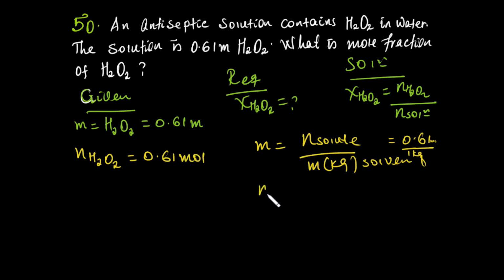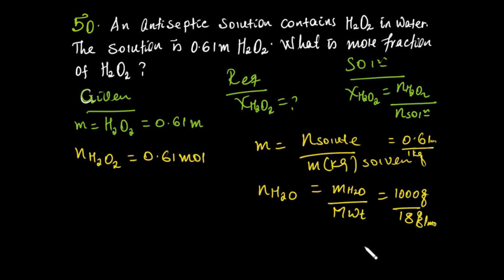This equals 0.61 mol. Then n of H2O is equal to the mass of H2O, that is the given mass of H2O, divided by the molecular weight of H2O. This is equal to 1 kilogram, which is 1000 grams, divided by 18 grams per mole. Gram by gram cancels. When you calculate, you get 55.55, so approximately 55.6 mol.